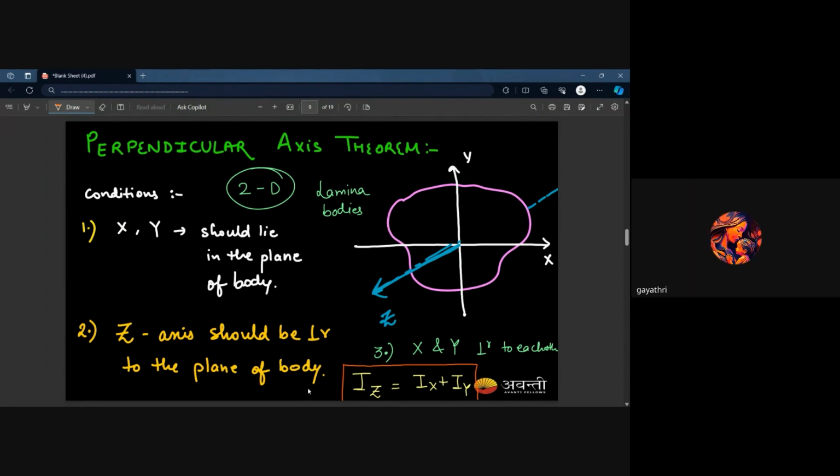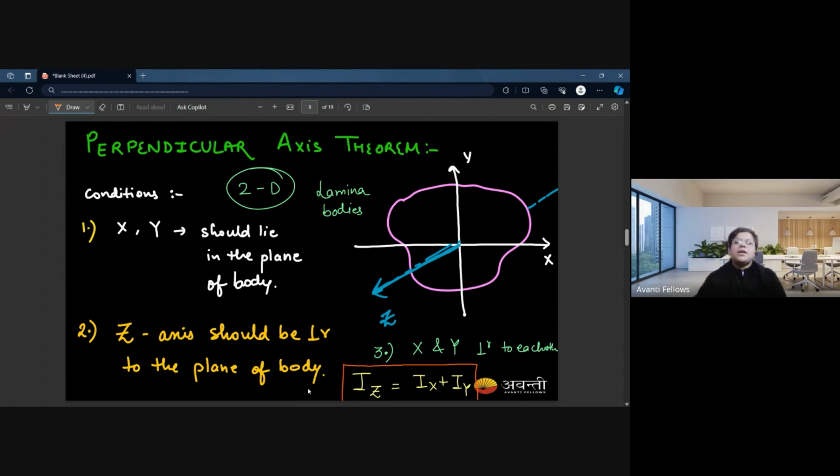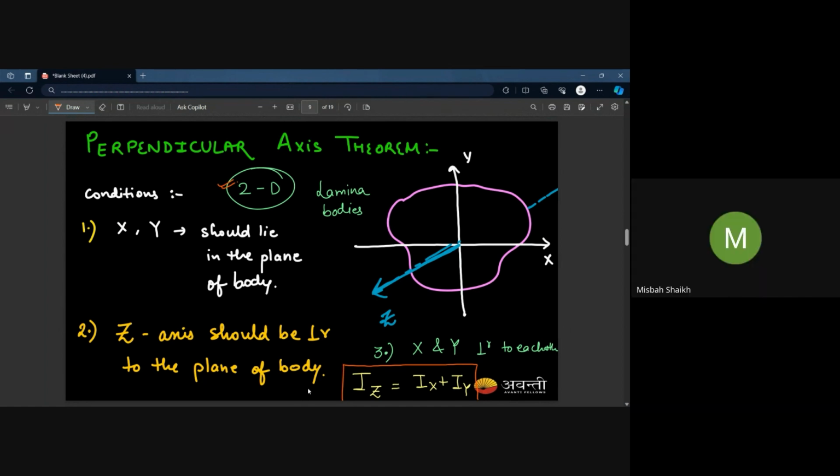Lamina, basically, is a 2D body, 2D structure, like a sheet of a copy. A sheet of a page is a lamina basically. Laminar structure, laminar flow. So basically sheets are 2D bodies. So this is the condition. You would remember it?